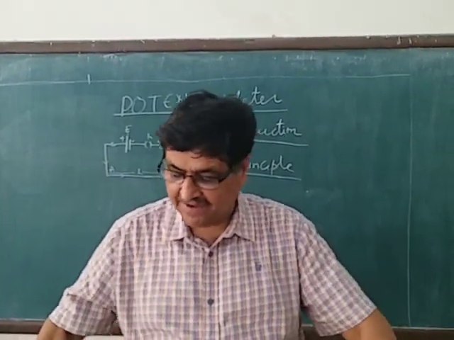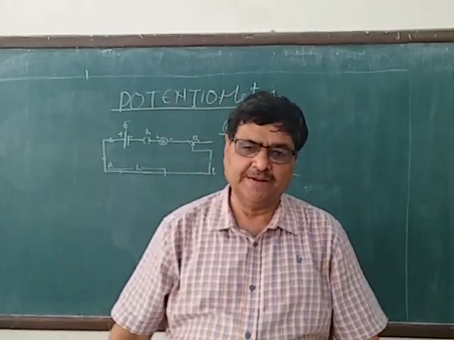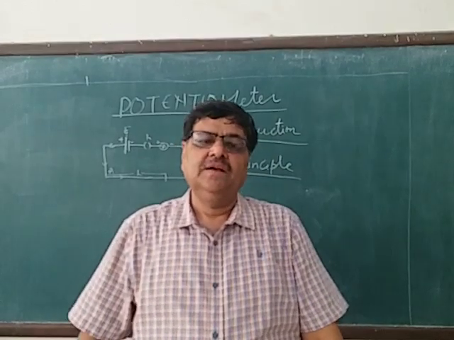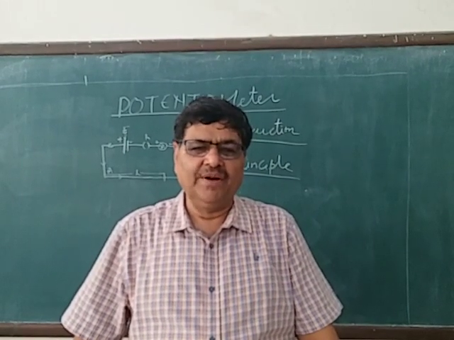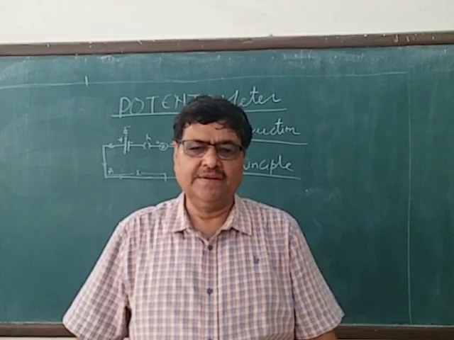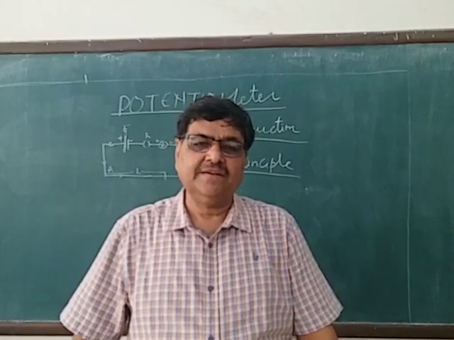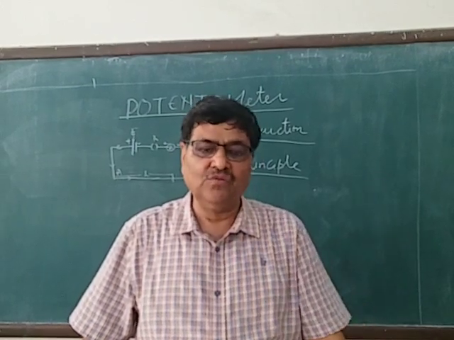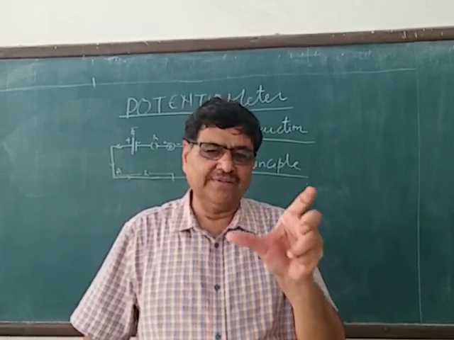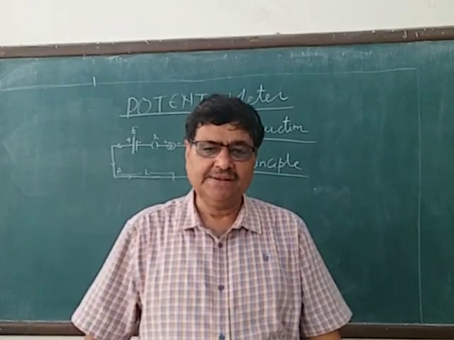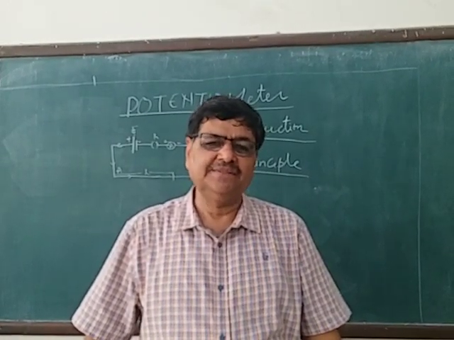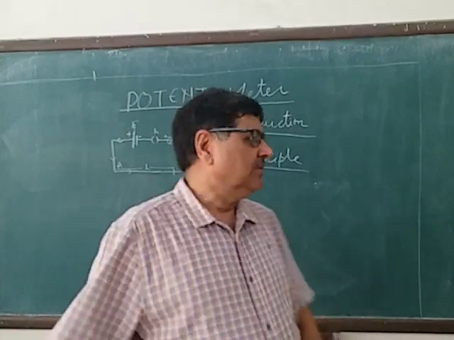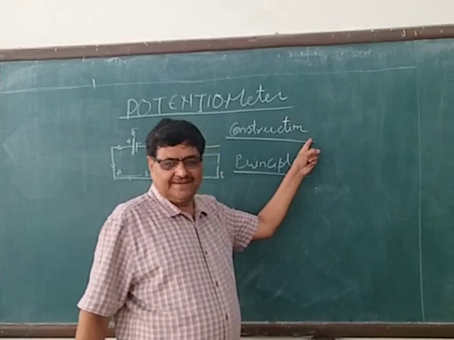Now, why is it called potentiometer? It is called potentiometer because it is used to measure the potential difference between 2 points. It can also measure the EMF of a cell. EMF of a cell means electromotive force, the terminal voltage of a cell when we are not drawing any current from the cell. So this can measure that also, and that's why it is called potentiometer. So you have understood its construction.